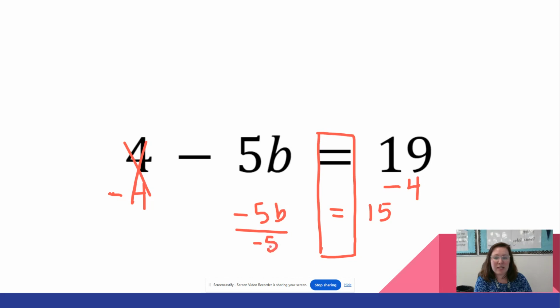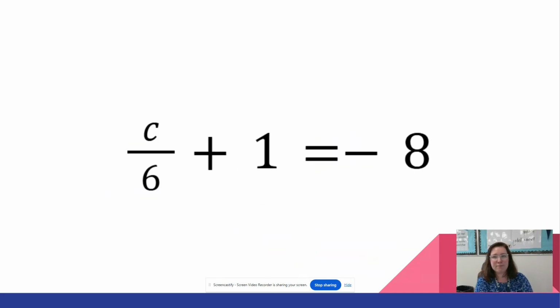Divide both sides by negative 5, because this does not say b minus 5. This says negative 5, and then there's this invisible multiplication symbol right there, times b, and the opposite of multiplying is dividing. And if I divide by negative 5 on this side, I have to divide by negative 5 on this side. Negative 5 divided by negative 5 is 1. 1 times b equals b. 15 divided by negative 5 is negative 3.